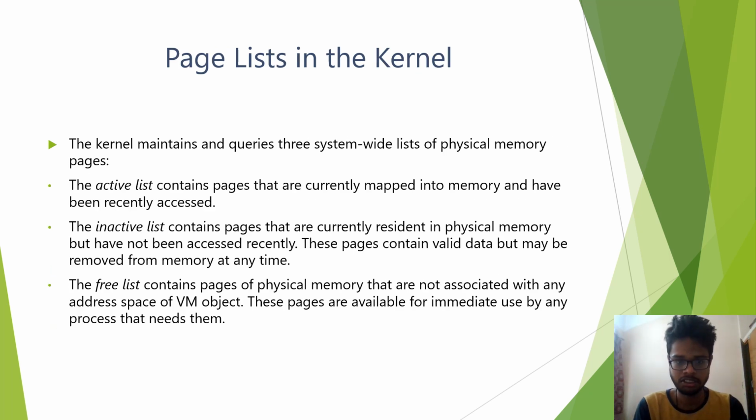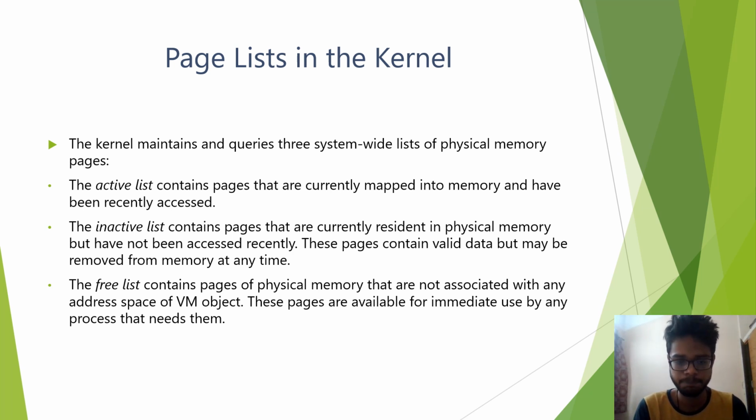So here comes the question about the page listing in the kernel. The kernel maintains and queries three system-wide lists of physical memory pages. The active list contains the pages that are currently mapped into memory and have been recently accessed. The inactive list contains the pages that are currently resident in physical memory but have not been accessed recently, and these pages contain valid data but may be removed from memory at any time.